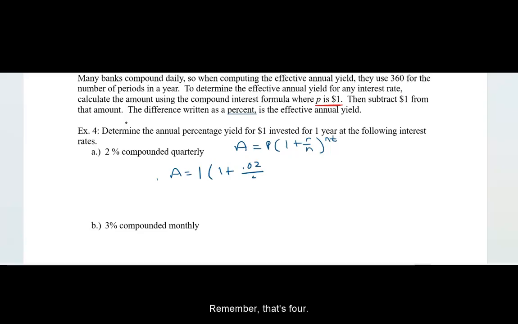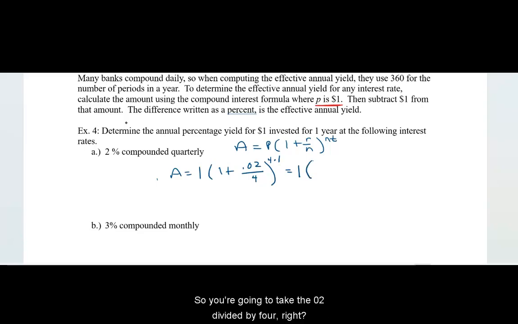Compounded quarterly. Remember, that's 4 times a year. And then it's to the 4 times T, but T is just 1. It's always going to be 1 for this, which makes it a lot nicer. Well, what do we have here? That's just the 1. So remember, 1 times a number equals that number. So the 1 times this is just going to give us the parentheses, meaning all I need to do now is work it out, so I'm not going to confuse you.